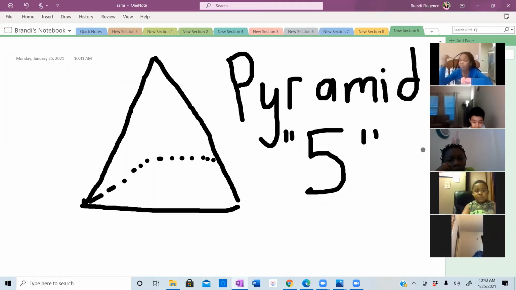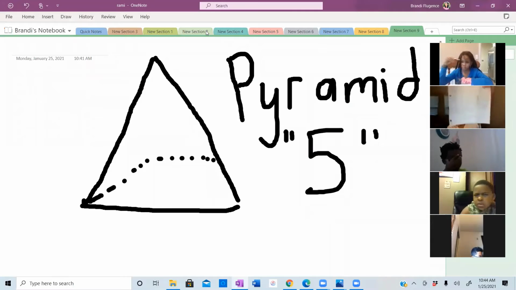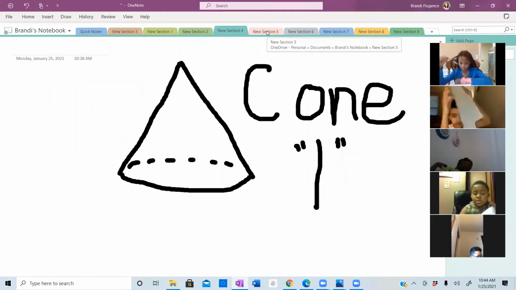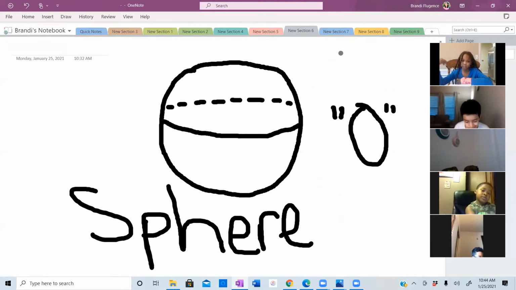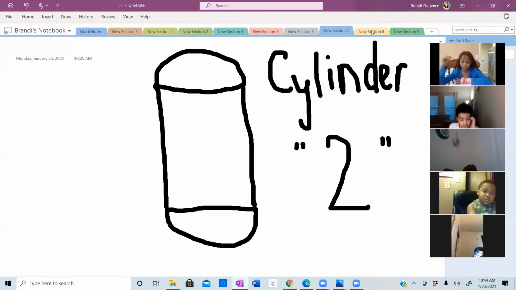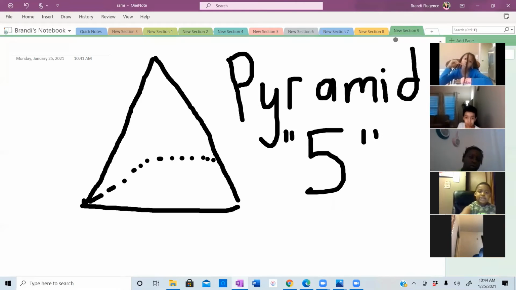All right, good job, guys. So did everyone get it? Yes. Okay. I got them all in there. You have them all. All right, so let's go over them again. We have cone, 1 face, cube, 6 faces, sphere, 0, cylinder has 2, a rectangular prism has 6, and a pyramid has 5 faces.